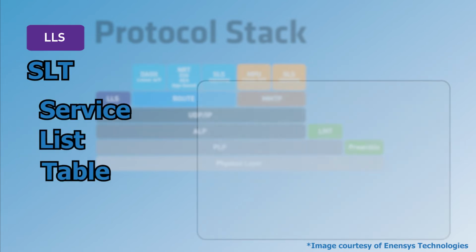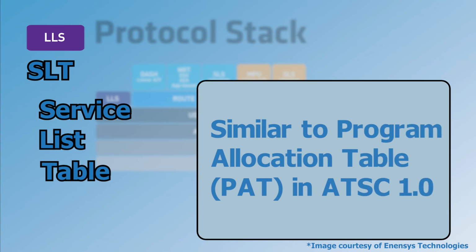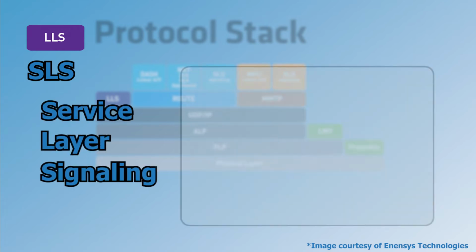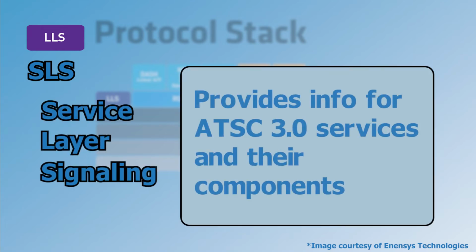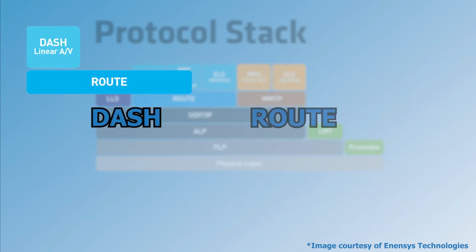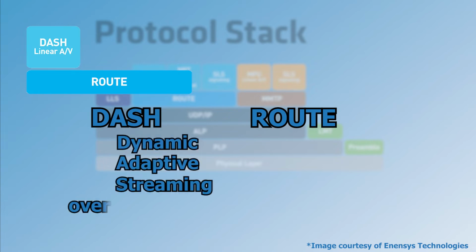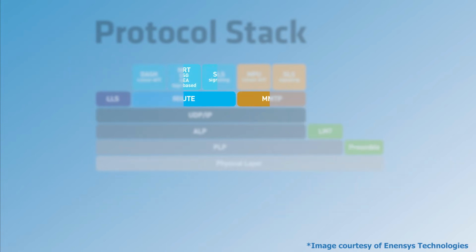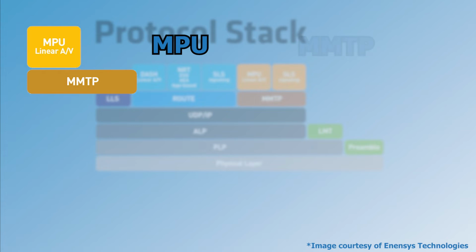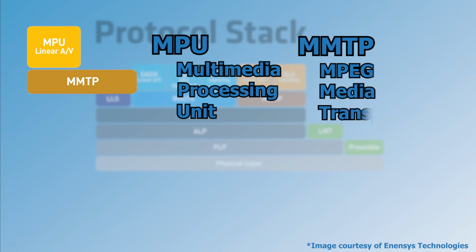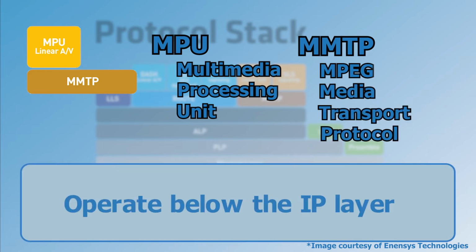SLT is the service list table and is similar to the program allocation table, or PAT, in ATSC 1.0. And SLS is the service layer signaling and provides information for discovery and acquisition of ATSC 3.0 services and their content components. Route is dynamic adaptive streaming over HTTP, real-time object delivery over unidirectional transport. MPU/MMTP is Multimedia Processing Unit and MPEG Media Transport Protocol. Both Route and MPU/MMTP also operate below the IP layer.